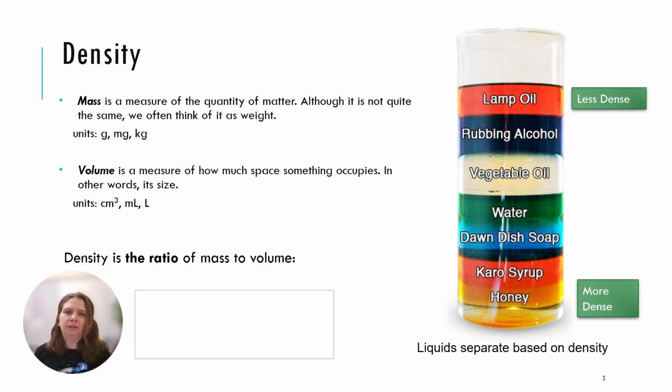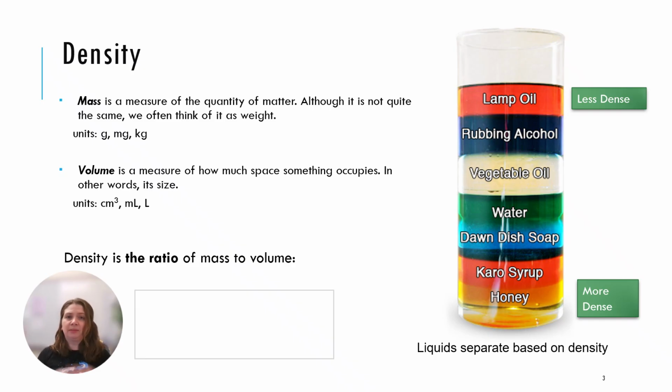One common early lab experiment involves determining density. Density relates two measured quantities, mass and volume. Mass is a measure of the amount of matter in an object. It is similar to weight, but not quite the same, because mass does not depend on gravity. Common units of mass include grams, milligrams, and kilograms.